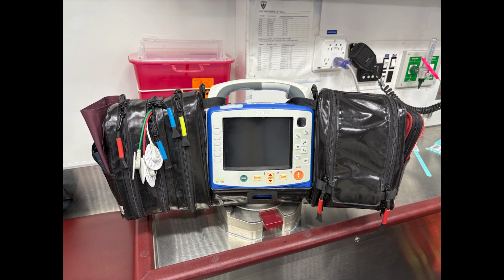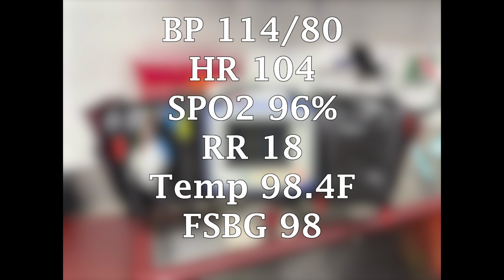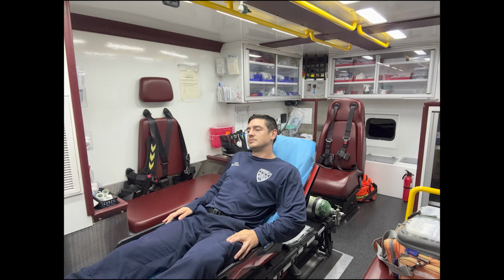After administering your medications, this is your new set of vital signs. Your blood pressure is 114/80, heart rate is at 104, their SpO2 is at 96%, their respiratory rate is at 18, their temperature is at 98.4, and their blood sugar is at 98. Your patient advises that with the administration of nitroglycerin sublingually, they have started to feel better. Their pain has decreased from a 10 out of 10 to a 4 out of 10.